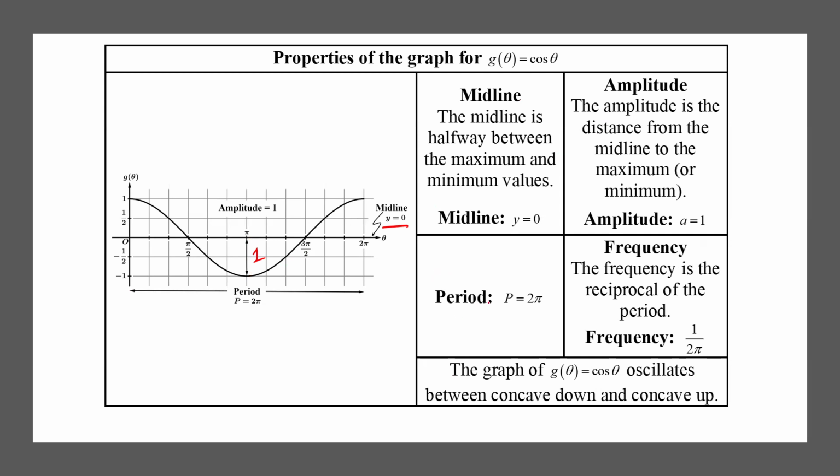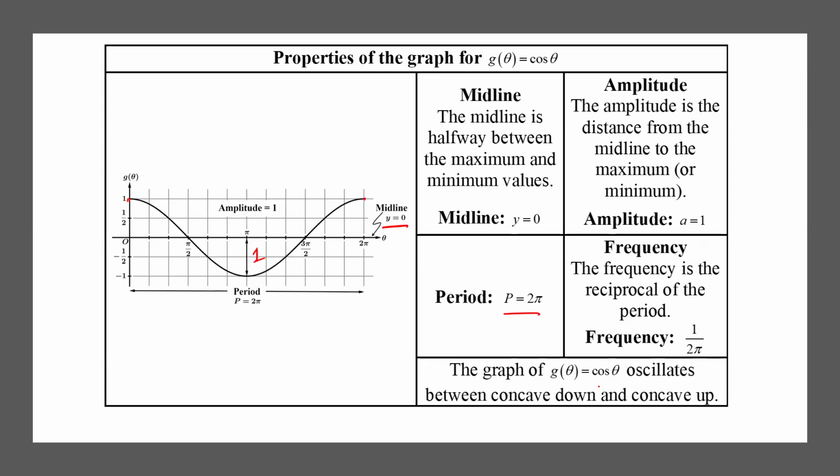Your period is how long does it take to start and finish? I start at 0 and I finish at 2 pi. So my period is 2 pi. Your frequency is the reciprocal of your period. My period is 2 pi, so my frequency is 1 over 2 pi.